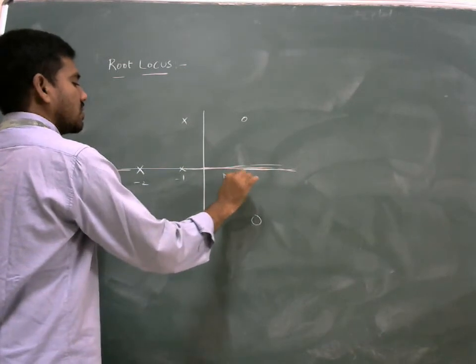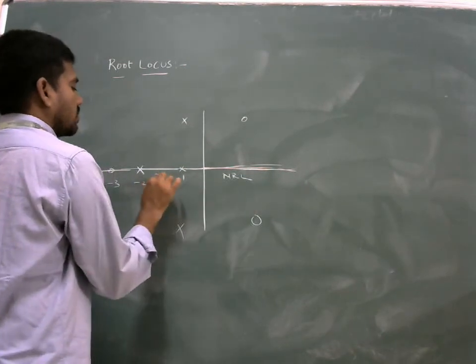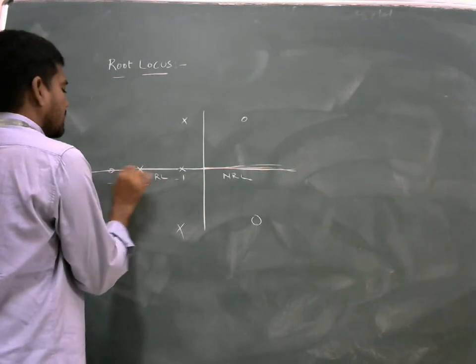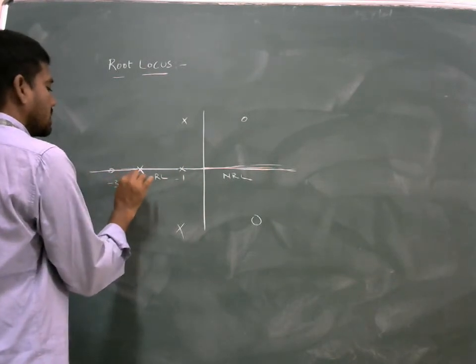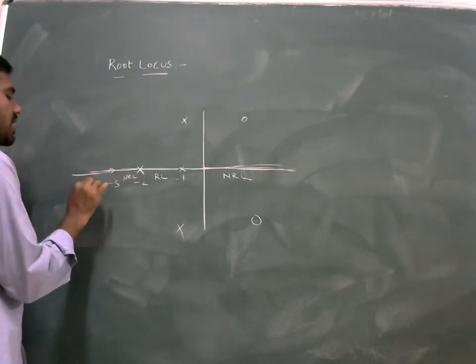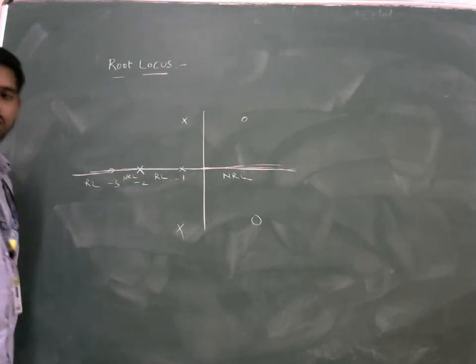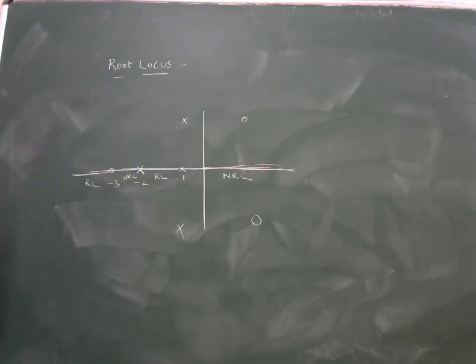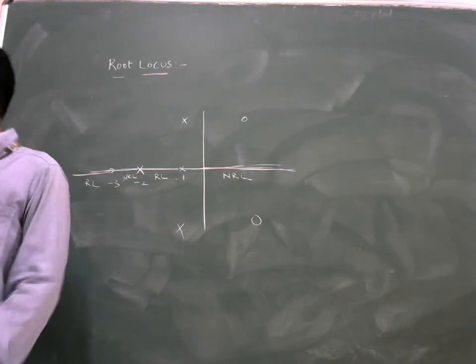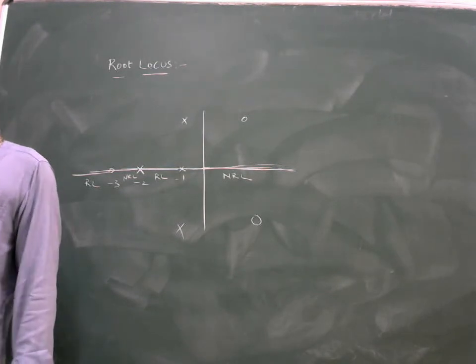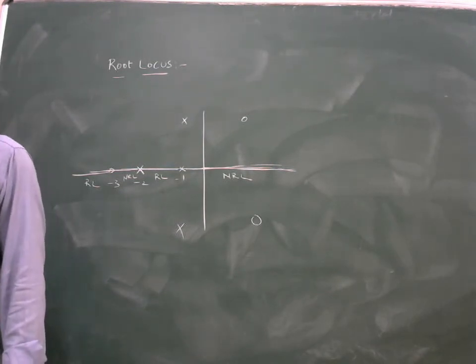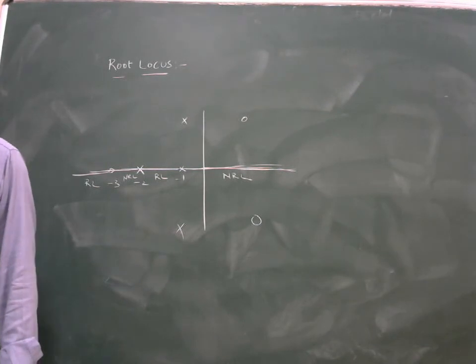0, no root locus. What about this? Root locus. Why? Because only one is there. What about this? No root locus. 2 is there. What about this? This will be a root locus. 1, 2, 3. 3 is an odd number, so root locus will exist. That is the concept of root locus on the real axis.